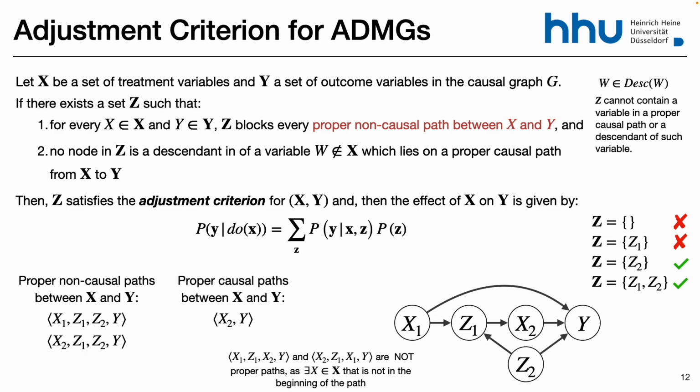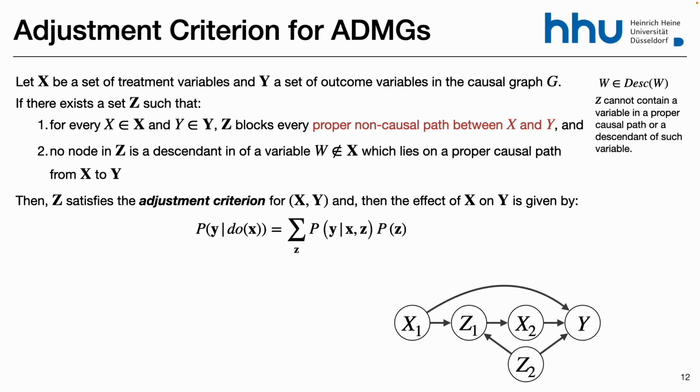So we only care about the second condition. We only care about any variables that are not in X. So in our case, we only care about Y. We would check the descendants of Y. Well, no, because we specifically say no node is a descendant of a variable W, which is not in X, but lies on the proper causal path from X to Y.